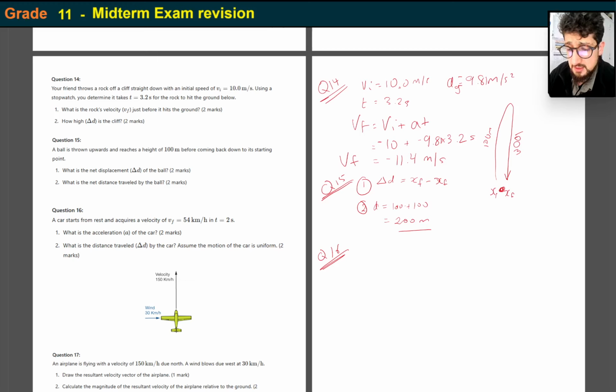A car starts from rest and acquires a velocity of Vf equals 54 kilometers per hour in 2 seconds. What is the acceleration of the car? And what is the distance traveled by the car? Assume the motion of the car is uniform. Okay, great. I will pause the video for a bit. I'll let you answer this one. I'm going to take a quick break. I'll be back in, well, as far as you're concerned, I'll be back in half a second.